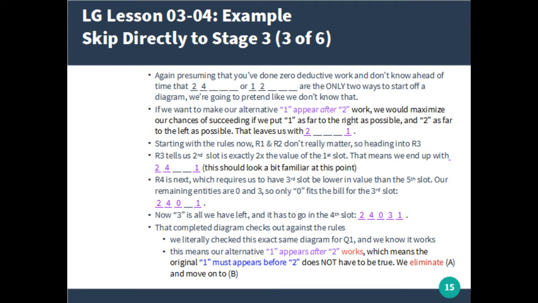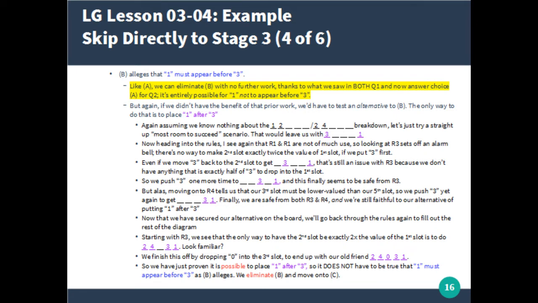So what does this mean? This means that our chosen alternative, which was 1 appearing after 2, that alternative worked. That in turn means that the original, which is the idea that 1 has to appear before 2, that original idea does not have to be true. Again, we just proved that an alternative to that original idea works. That's why we can safely eliminate A and move on to B, as this is a must-be-true question, and we have just proven that answer choice A does not have to be true. Having thus eliminated answer choice A, we move right along to B. B, in turn, alleges that 1 must appear before 3.